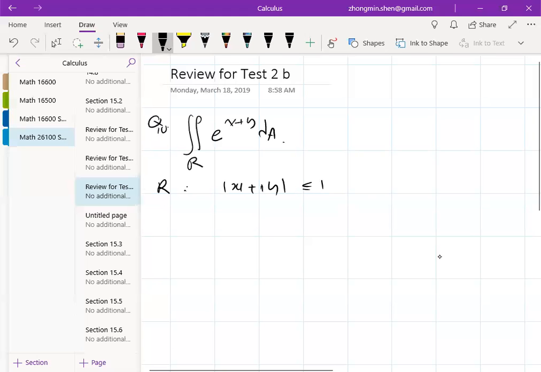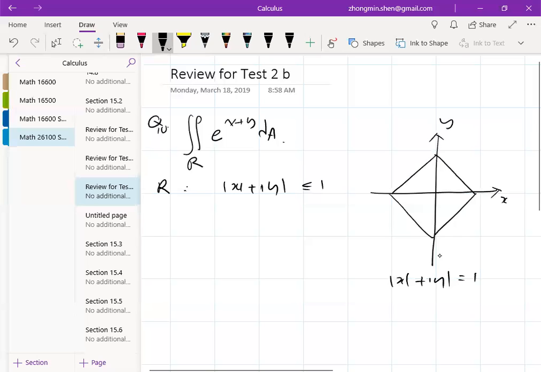Okay. So first of all, you have to draw the graph. Absolute value x plus absolute value y is less than or equal to 1. So you need to draw the graph. The graph of this equation is going to be a square. Okay, so those lines have slope -1.